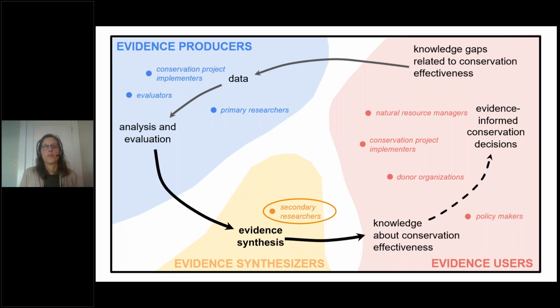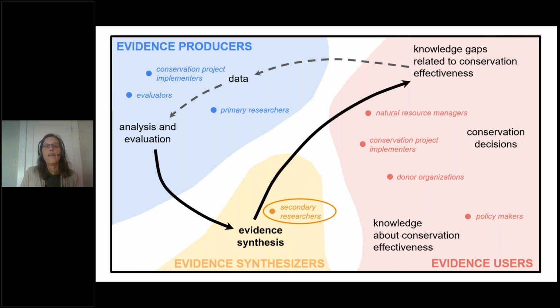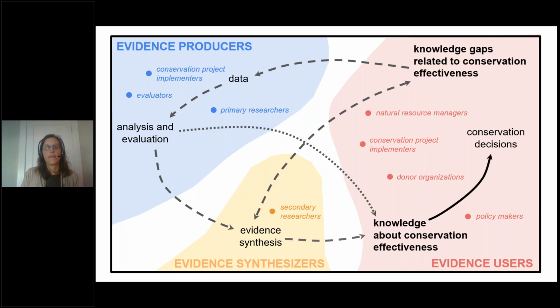Another path from evidence producers to evidence users relies on evidence synthesis, which brings together information from a range of sources to inform decision-making. But when that evidence base is weak, synthesis can also reveal gaps related to conservation effectiveness. We have quite a few examples where these linkages work well, and probably some where they do not. The question we're exploring today is whether there are opportunities to make these pathways more efficient so that we build the knowledge base more quickly, and if so, what that might look like in terms of how actors engage with each other across these spaces.